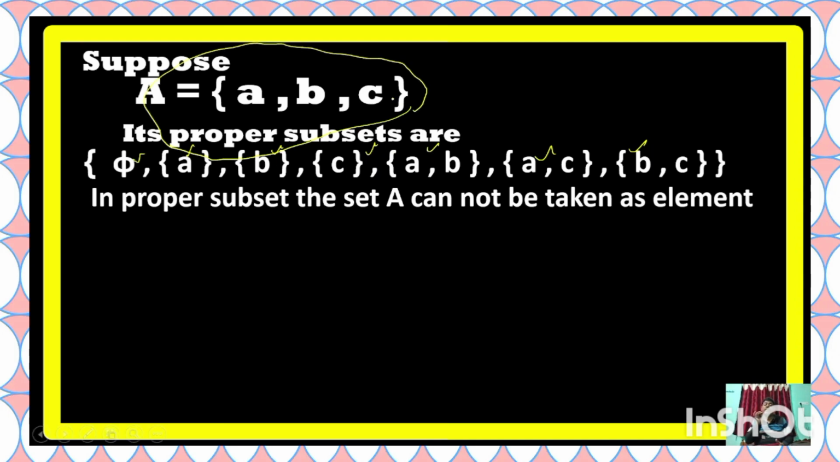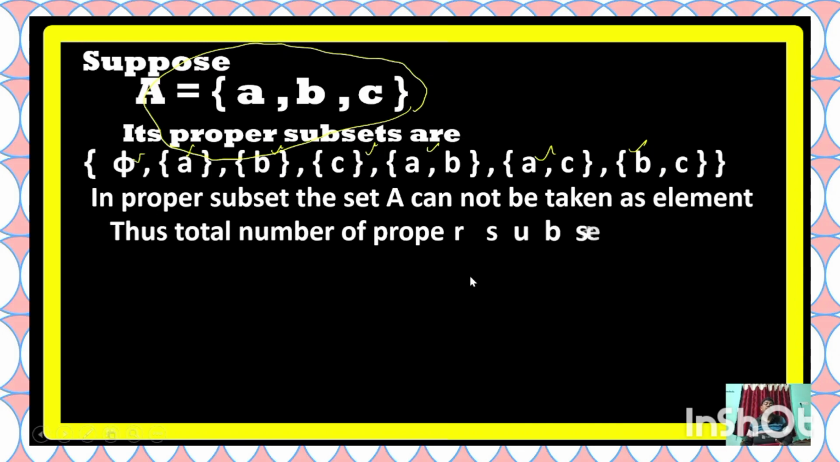This is one of the vital definitions of the proper subset. Any set is not a proper subset of itself. So the total number of possible proper subsets is 7. Understand? Okay, here is written, you see the proper subset. The set A cannot be the proper subset of itself.